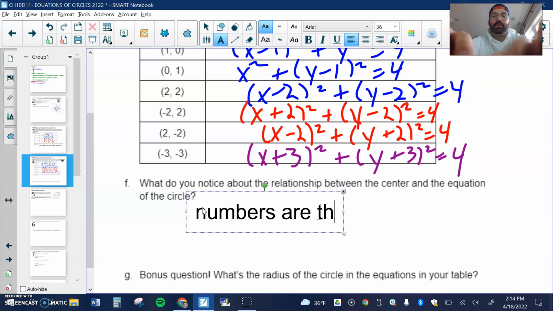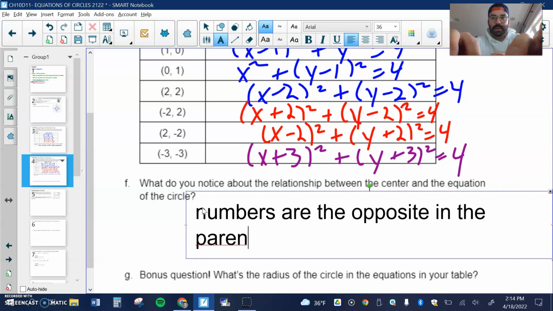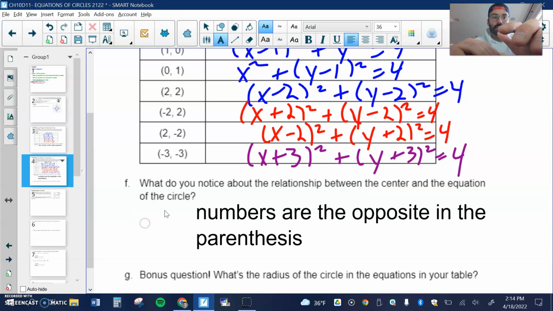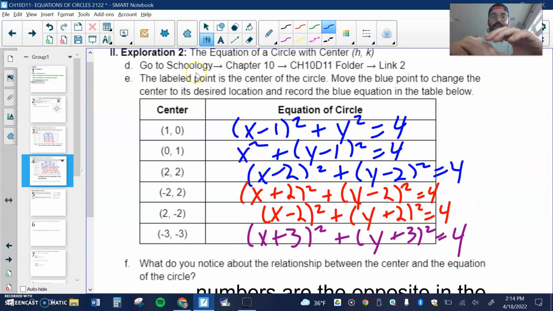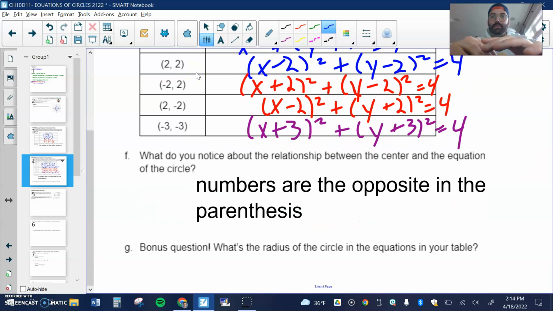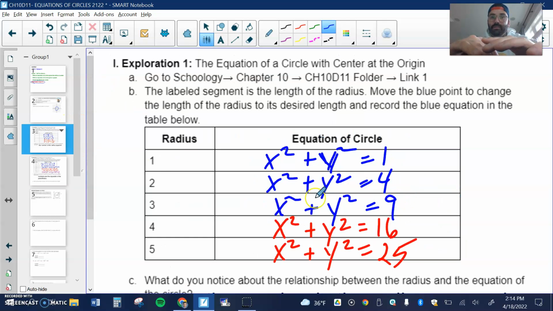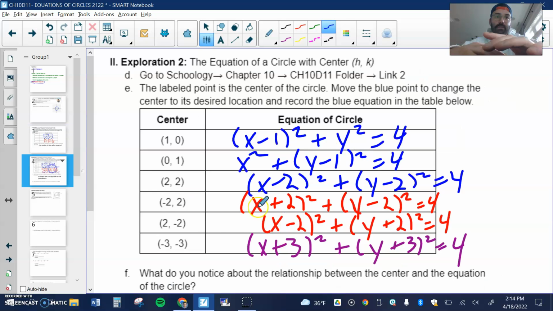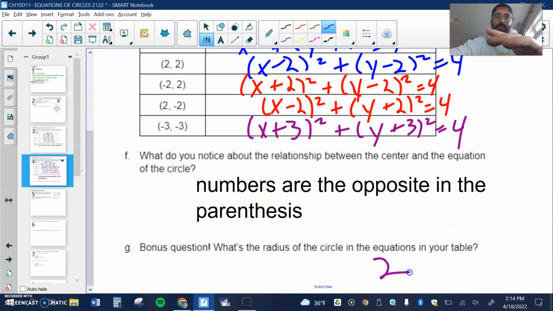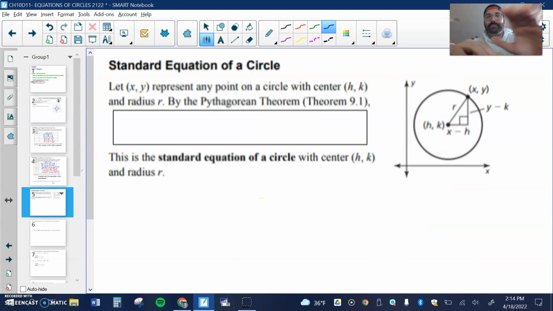Numbers are the opposite. Now, we can say something more, say something better than that if you want to. I'm just going to try to keep it simple as possible. It says, bonus question, what's the radius of the circle? Look, I have a bunch of 4s. What gave me a 4? And the radius was 2. So bonus question is 2.